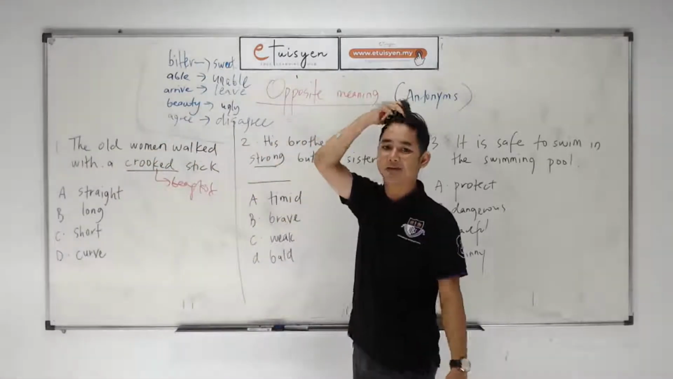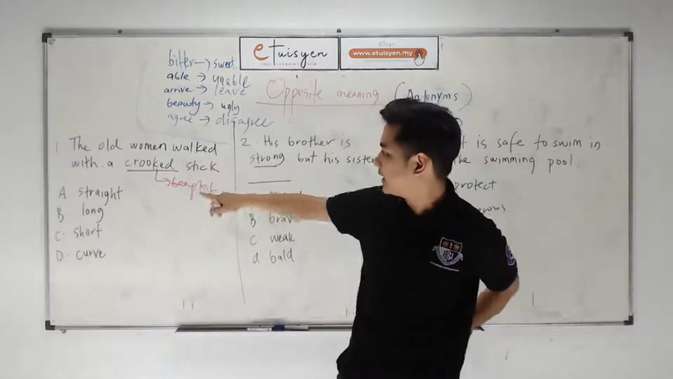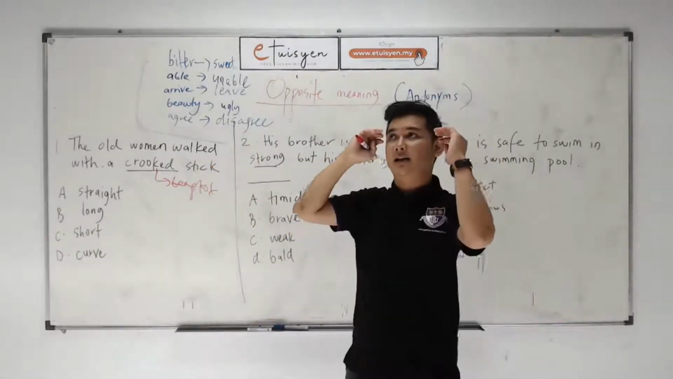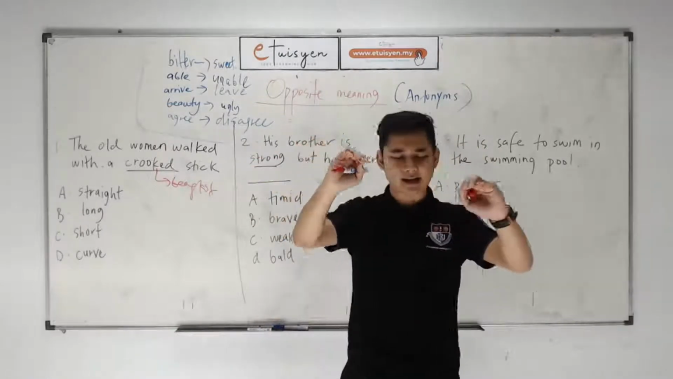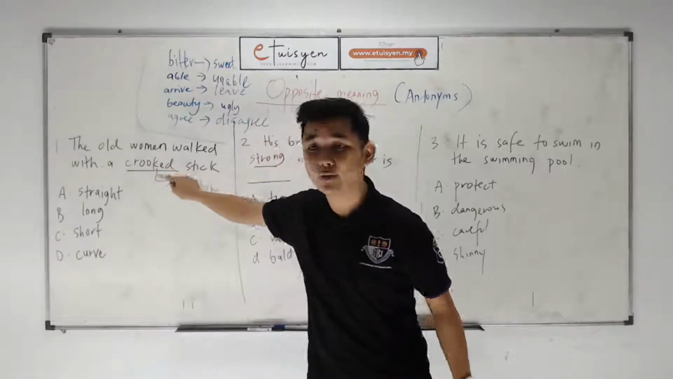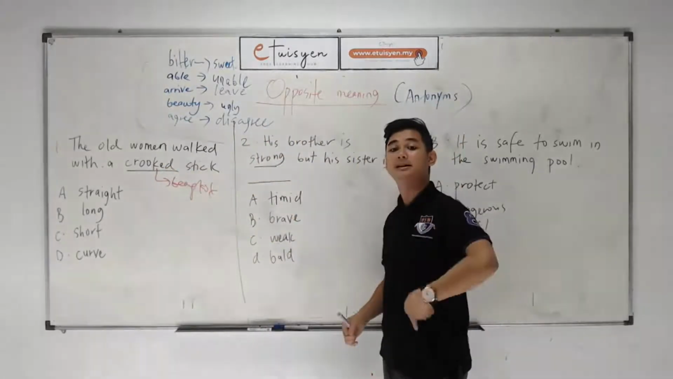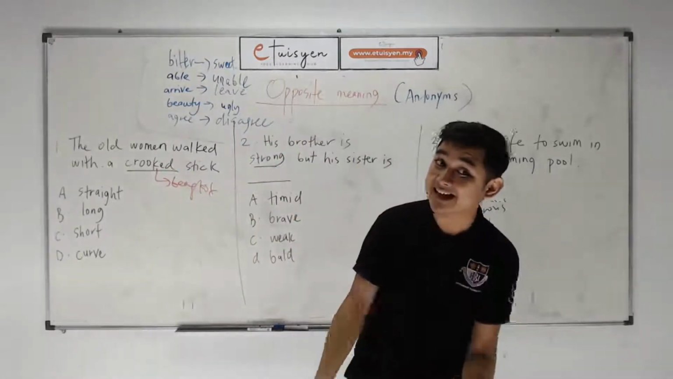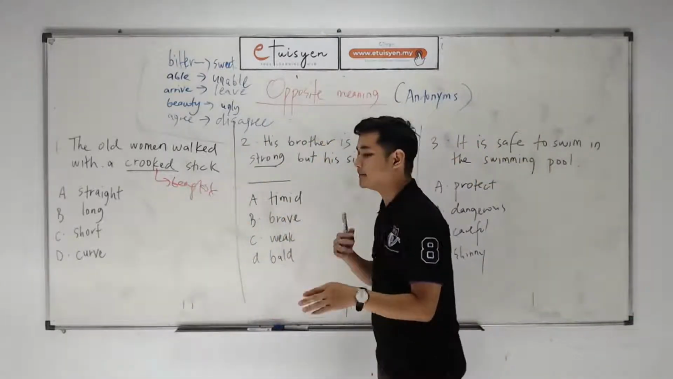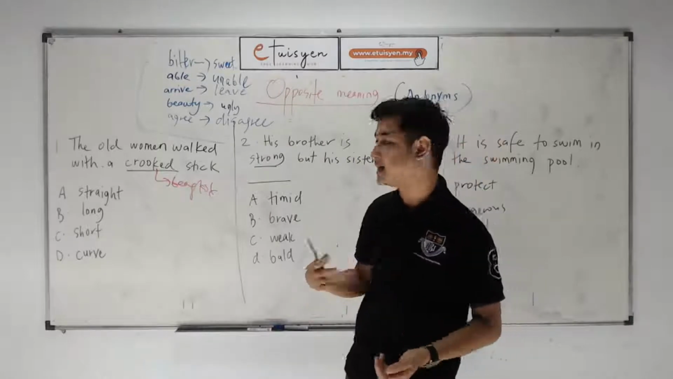Okay, I don't have to explain more. Apa tahu what is bengkok, right? The old woman walk with a crooked stick. So sekarang ni, instruction, arahan, you have to change the underlying words in antonym, opposite meaning. Bukan sinonim, opposite meaning. I repeat it again, opposite meaning. Perkataan yang berlawanan.